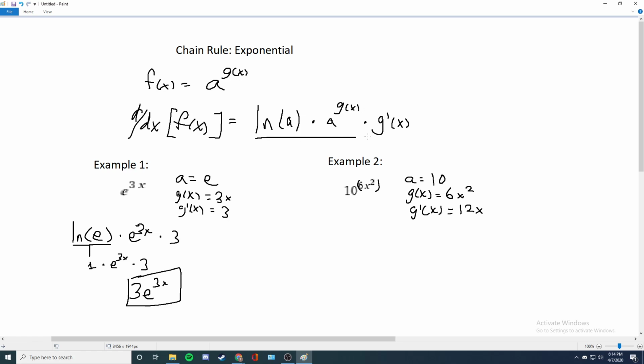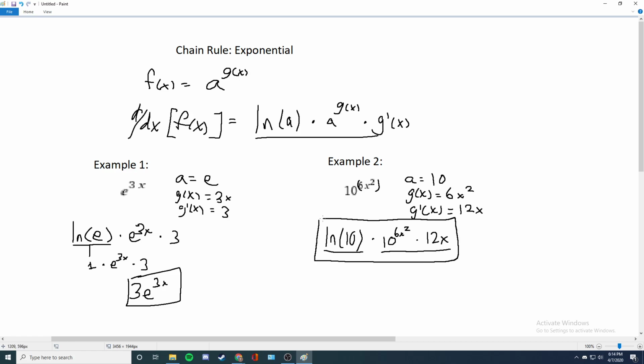And now we'll just follow this general form again. So we have the natural log of 10, which is our a, times the original, 10 to the 6x squared power, times the derivative of g of x, 12x. So natural log of 10 can't be simplified at all, neither can either of these pieces. So in this case, I would usually just leave this answer as is. Since it's not really worth simplifying this, I'm just going to leave it.